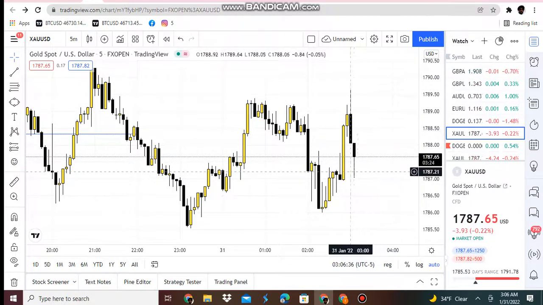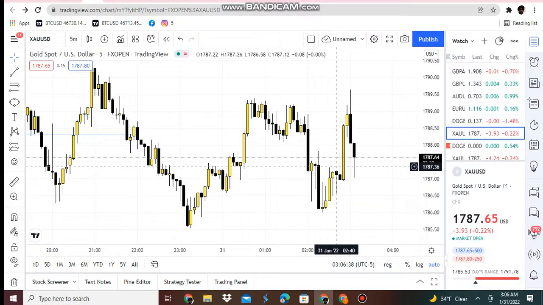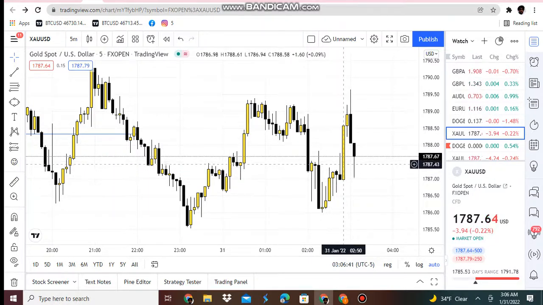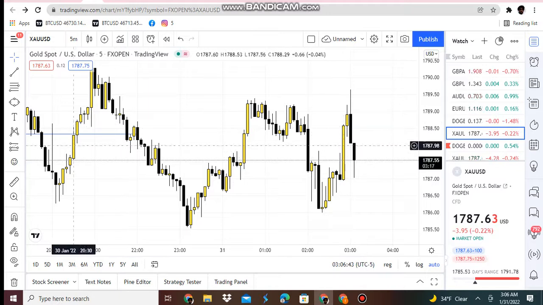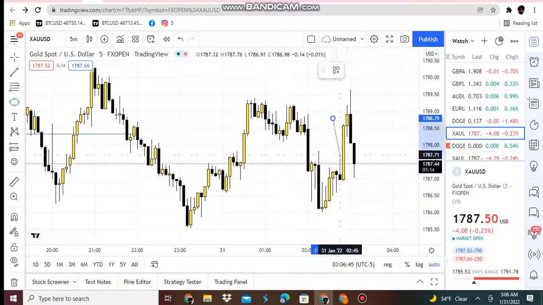Are you patient enough? Do you have enough discipline to wait for price to make a higher low? This is a bullish engulfing pattern. You see the yellow candlestick engulfing the black candlestick. This is a bullish engulfing pattern. Boom.